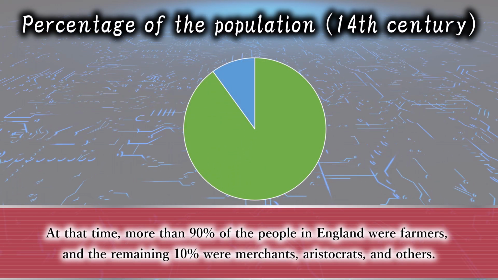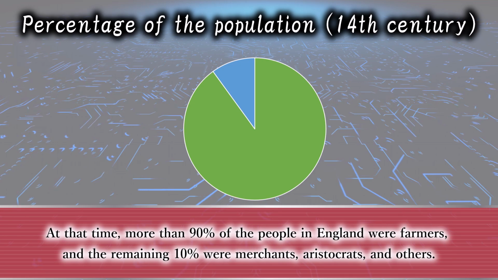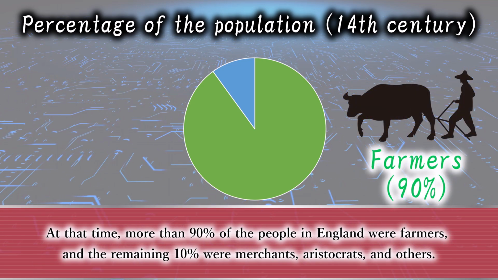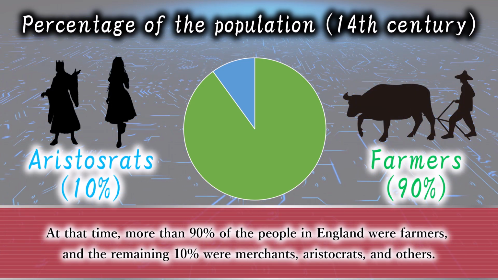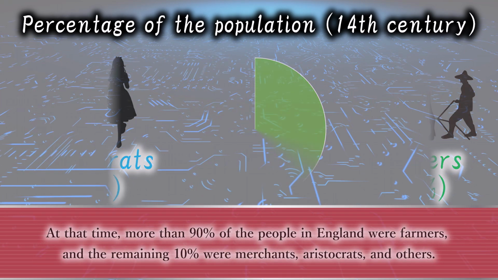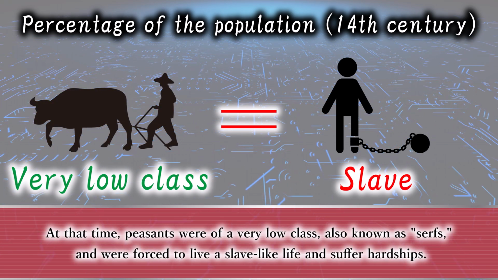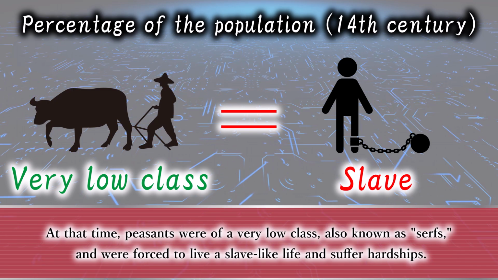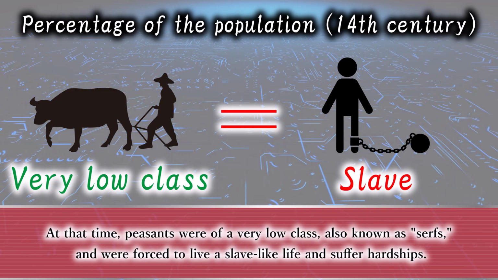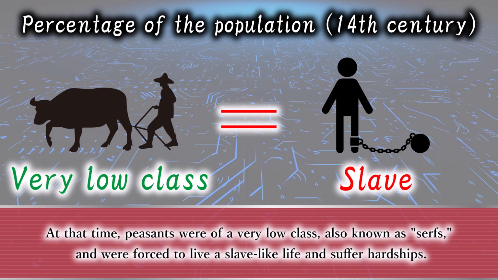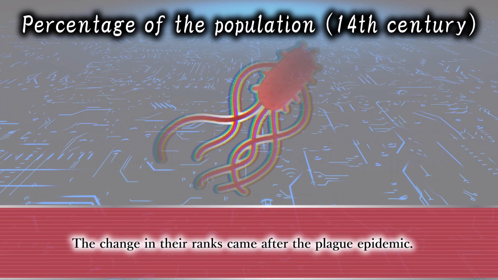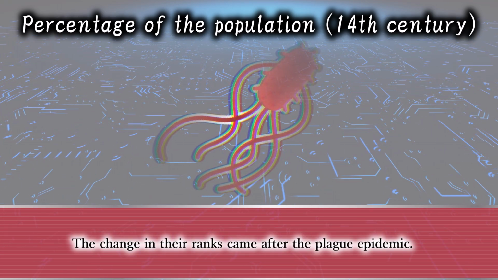At that time, more than 90% of the people in England were farmers, and the remaining 10% were merchants, aristocrats, and others. At that time, peasants were of a very low class, also known as serfs, and were forced to live a slave-like life and suffer hardships. The change in their ranks came after the plague epidemic.